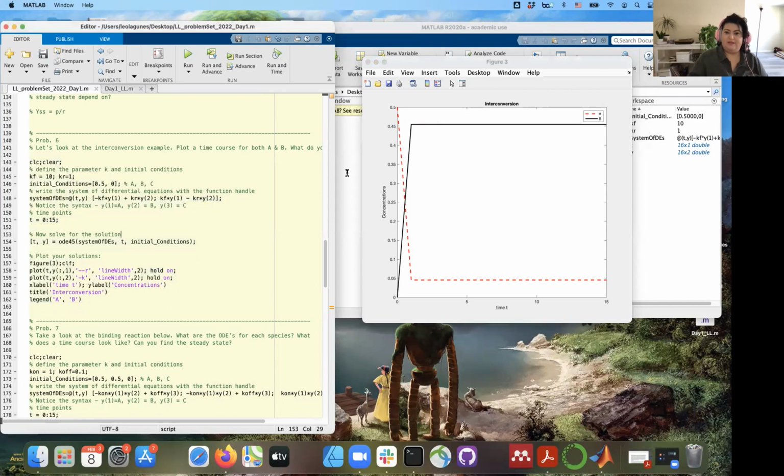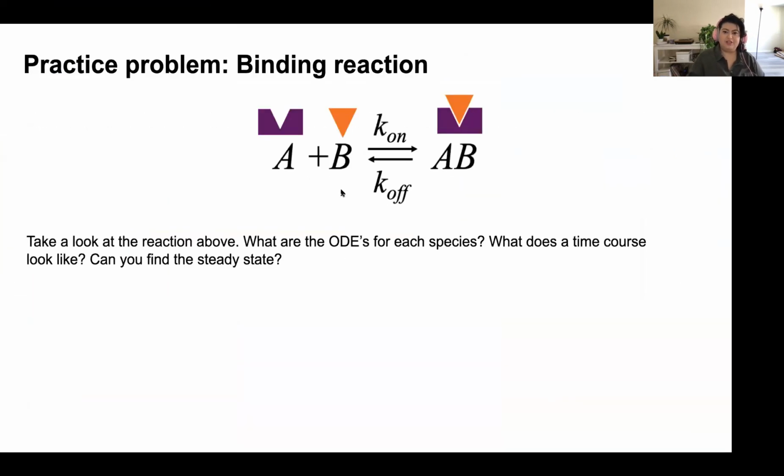Okay, and finally, let's go through a binding reaction. So let's look at the example above, or the reaction here. We have A and B binding to form a complex AB with a forward parameter of K on and a reverse reaction K off. So if we look at these, we should be able to write the ODEs for each of the species and ask ourselves the same thing. What is happening to A, B, and the complex AB over time?